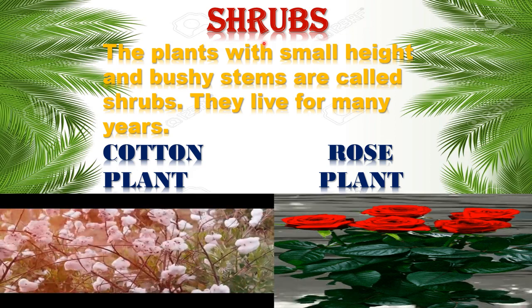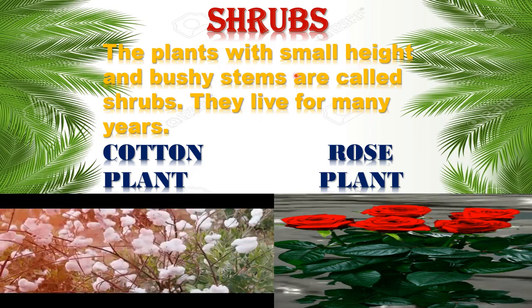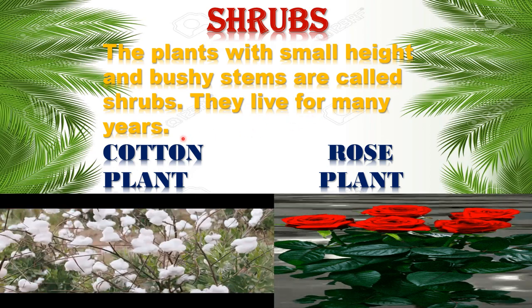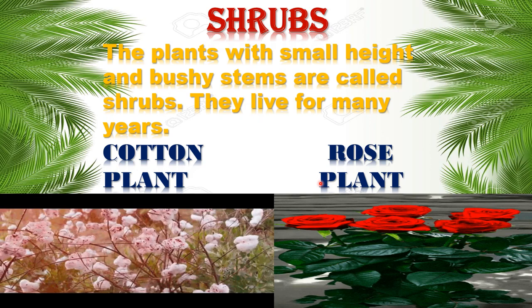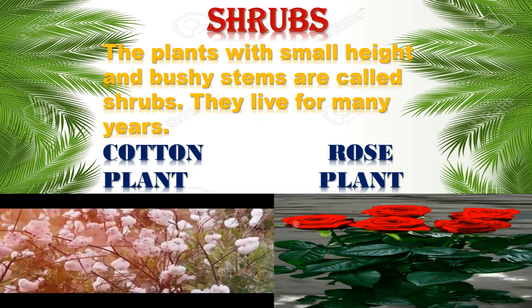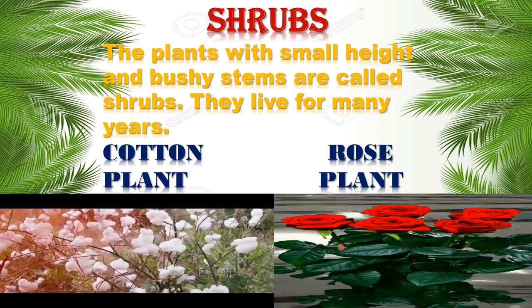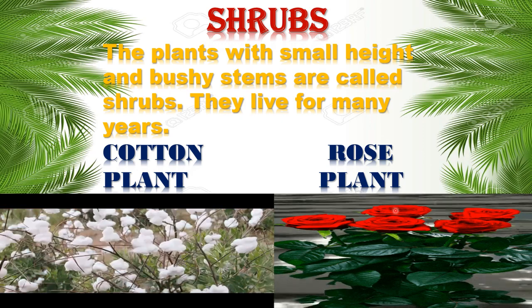What are shrubs? Shrubs are the plants with small height and bushy stems. They live for many years. So the example is cotton plant and rose plant. Can you see this cotton plant? Beautiful. Yes, so they are the plants with small height. Can you see the small height also? And the bushy stems, and they live for many years.